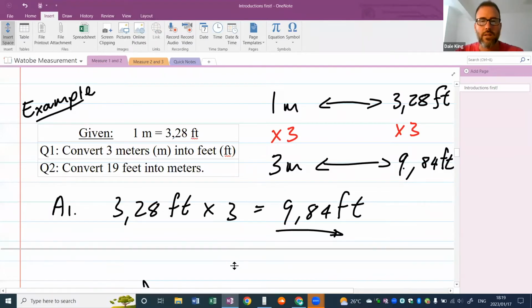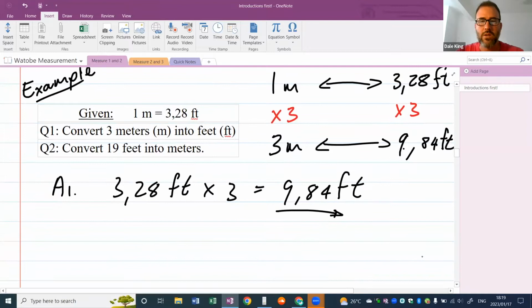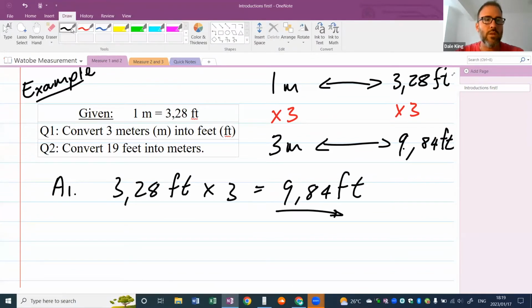All right. Let's move on to this second question here. Very soon, you guys are going to do a couple of these on your own. Should be quite easy. Let's have a look at question 2. The answer for question 2: I need to convert 19 feet into meters. All right.